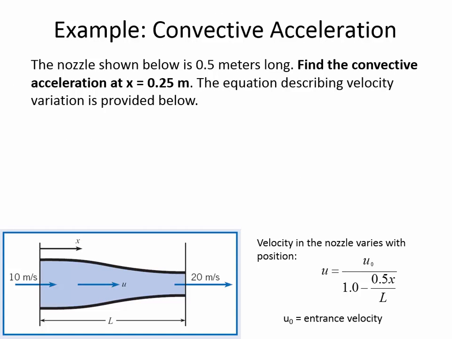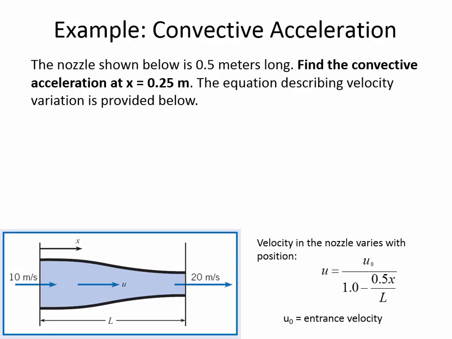So here's an example that we'll take a look at. This is that same nozzle. This time, though, we have a little more specific information about what's going on inside the nozzle. This equation that's provided tells us the velocity as a function of position and also as a function of the initial inlet velocity. So u naught is the initial 10 meters per second.